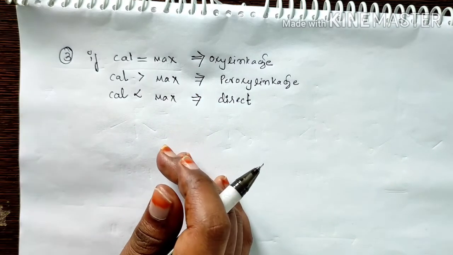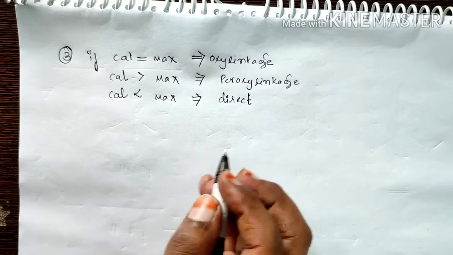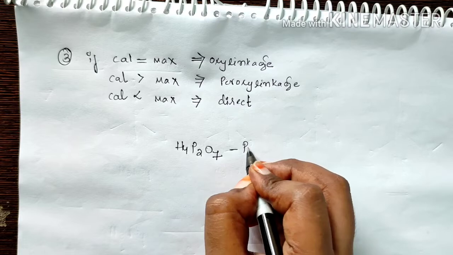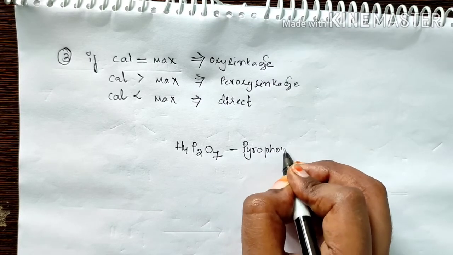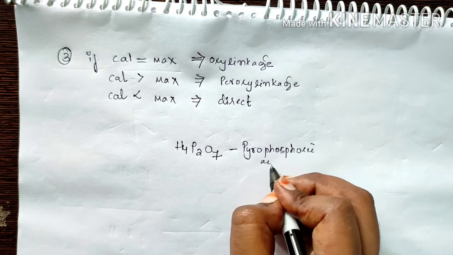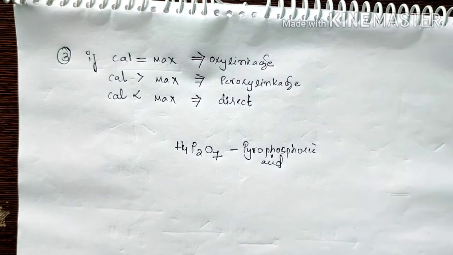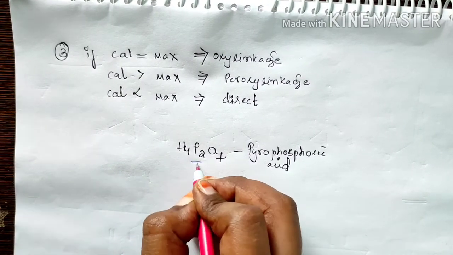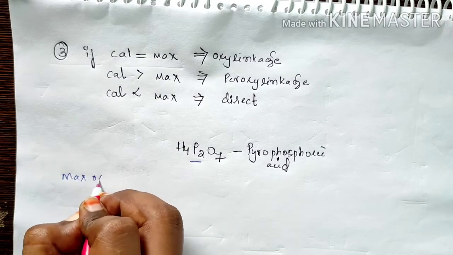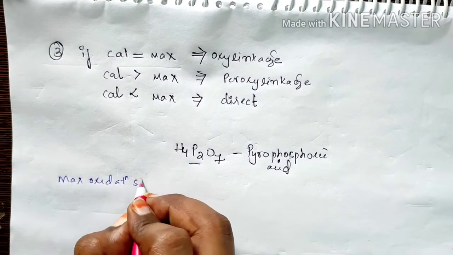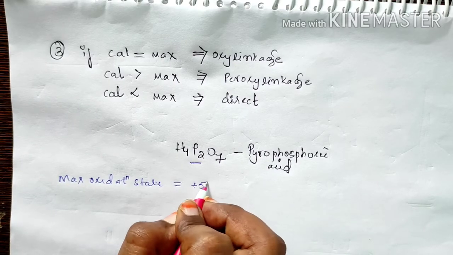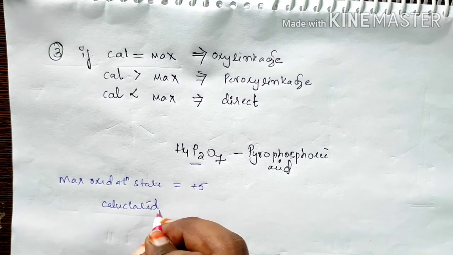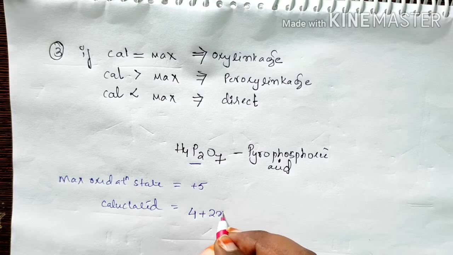So now let us take an example of pyrophosphoric acid, H4P2O7. Let us check the type of linkage in this given acid. Now the first step is check the maximum oxidation state. The central atom is phosphorus, so the maximum oxidation state will be +5, right? And the calculated will be, let's do it, 4 hydrogen means 4 plus 2x.